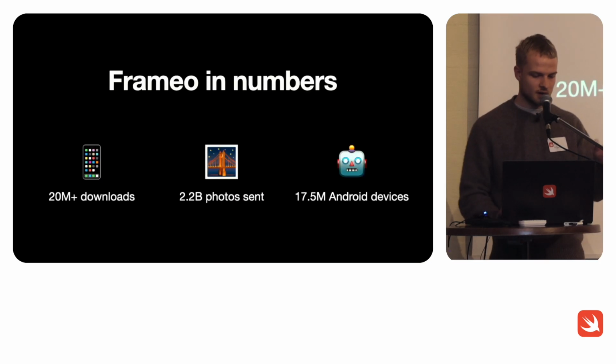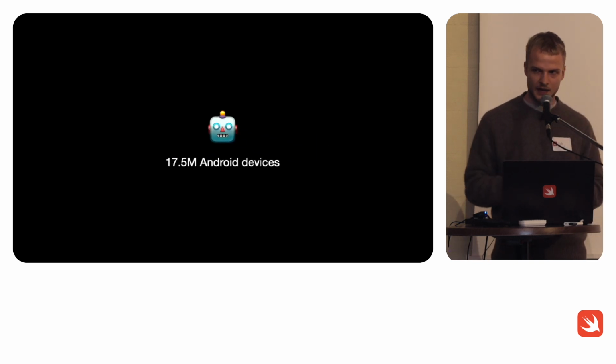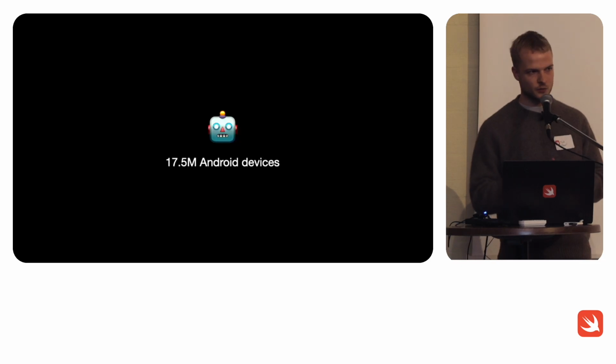So just to give you an idea of the numbers that we're working with, we have over 20 million downloads. We have over 2.2 billion photos that have been sent across our systems. And most importantly for this talk probably, we have 17.5 million Android devices. So that is shared across both, as I said, the client apps, so the actual phone sending the photos, but we also have the frames, which are also running Android natively.